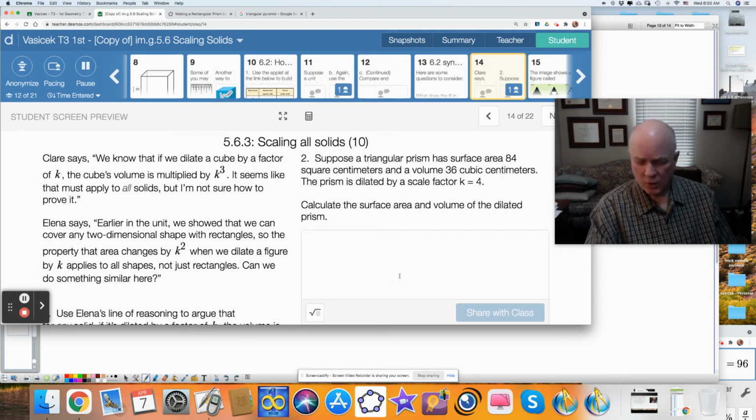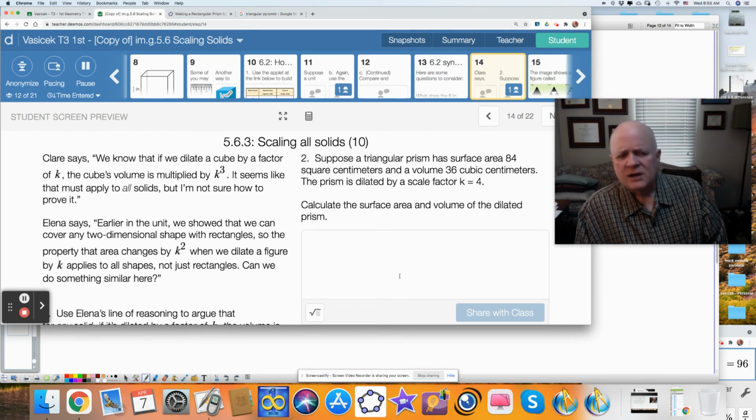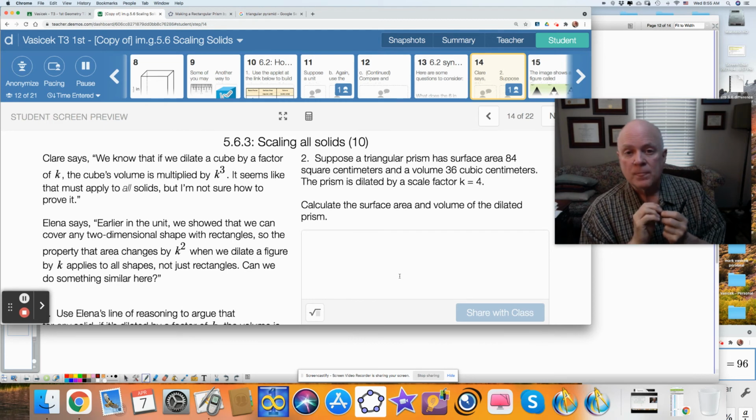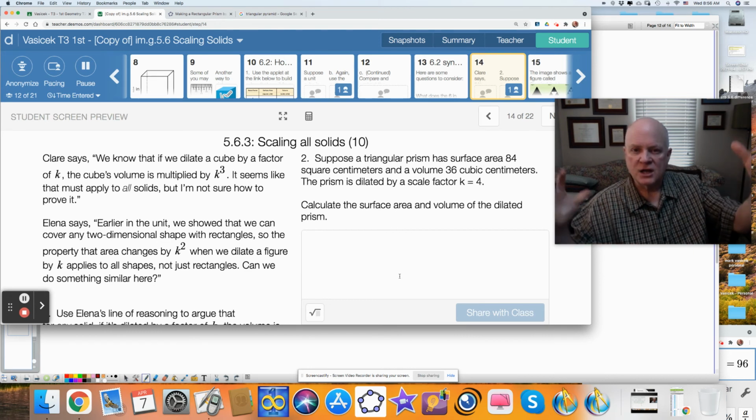Now here's one more question for us to look at. Claire says, we know that if we dilate a cube by a factor of k, the volume is going to be k cubed times that volume. And it seems that this has to be true for all solids, but I'm not sure how to prove it. Then Elna says, well, earlier when we did surface area, we could make a bunch of rectangles and scale each of those rectangles to make any kind of shape of any solid. You could do this with cubes as well. You could put little cubes inside of a volume, and you can scale each one of them up so that the entire solid scales up.